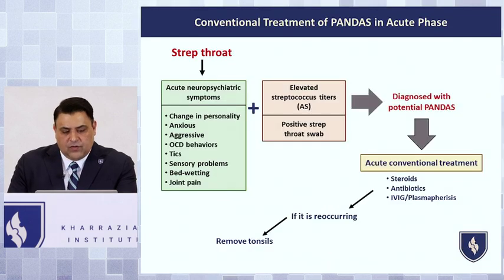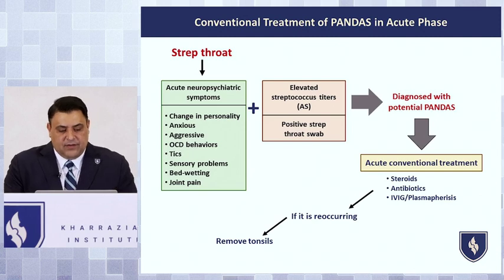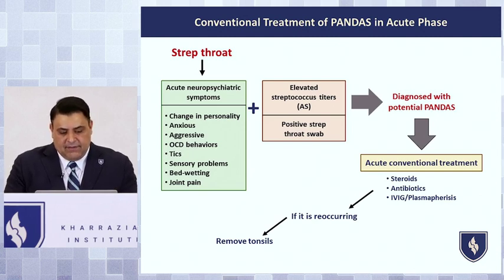Normally, when it comes to treatment of streptococcus and PANDAS, how it works is there's a strep throat, right? Sometimes it has clear symptoms, sometimes it's asymptomatic. Then there are acute neuropsychiatric symptoms: change of personality, anxiousness, aggressiveness, OCD behavior, tics, sensory problems, bedwetting, joint pain. They have elevated titers or a positive strep throat swab. When strep with neuropsychiatric symptoms and the confirmation of strep come in, then the diagnosis of PANDAS is given. Conventional treatments are steroids, antibiotics, IVIG, plasmapheresis, and it works. It calms down these kids' inflammatory symptoms in their brain pretty quickly, and that adds to the diagnosis.